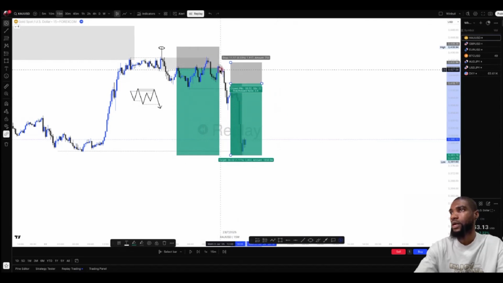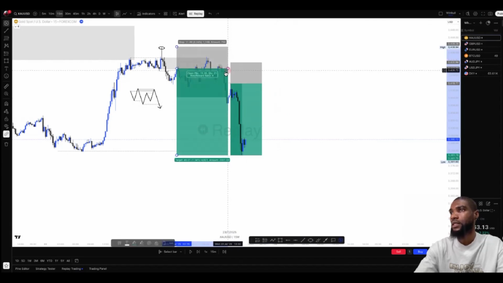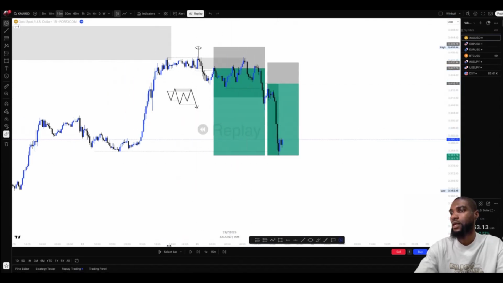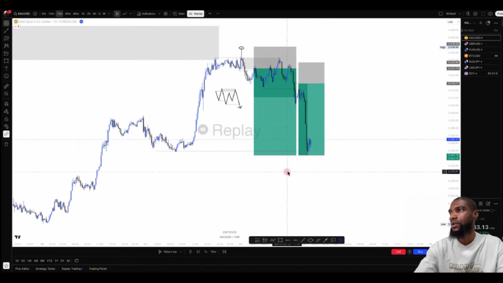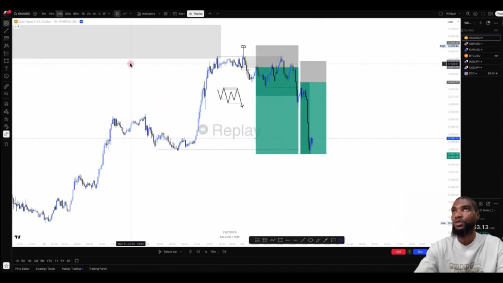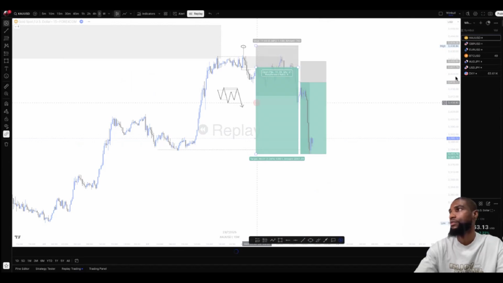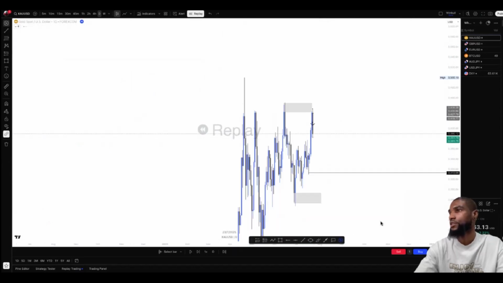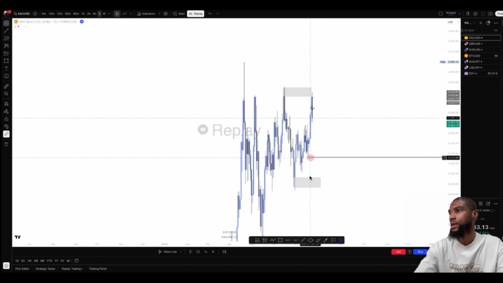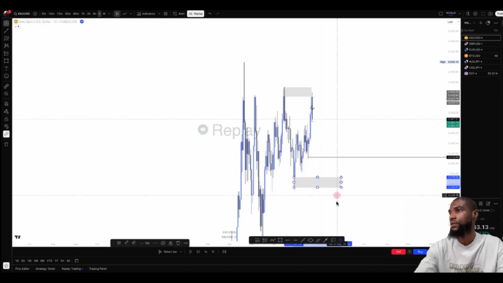So you can see how price came, hit our target, and then pushed back up. So in this case now, since we already know that the market is bearish, there's a possibility of price coming back down here or down to this level, right?